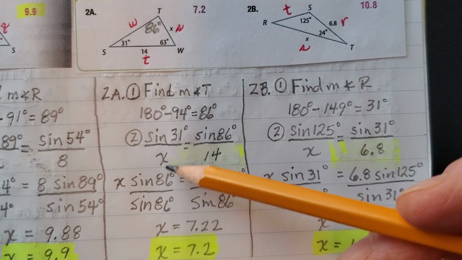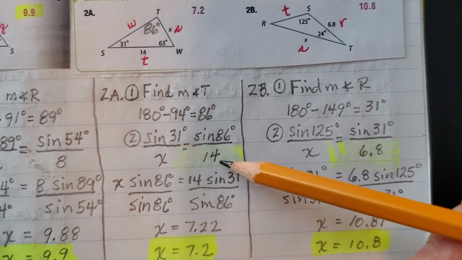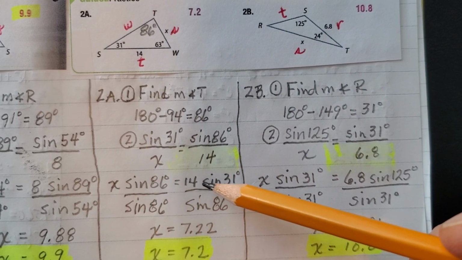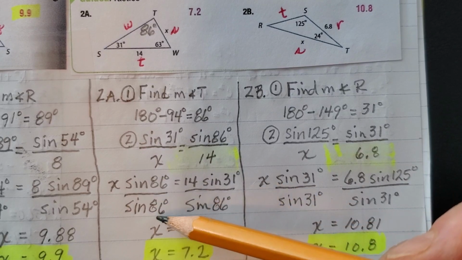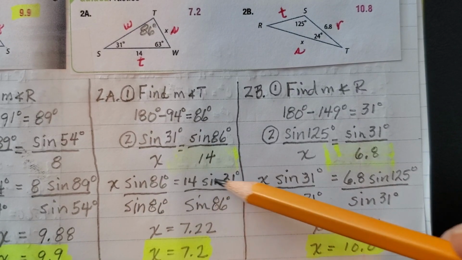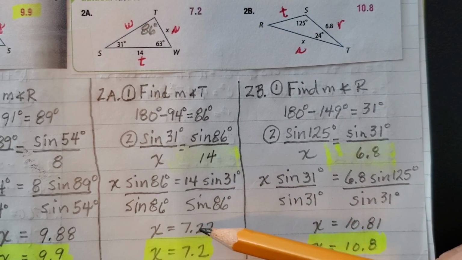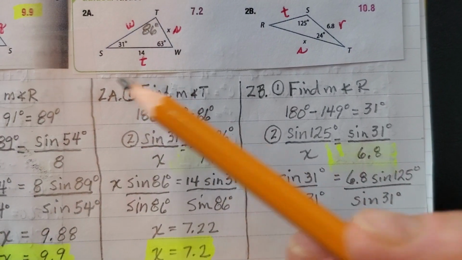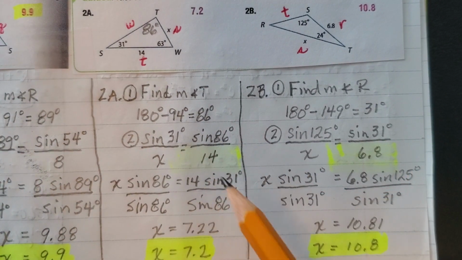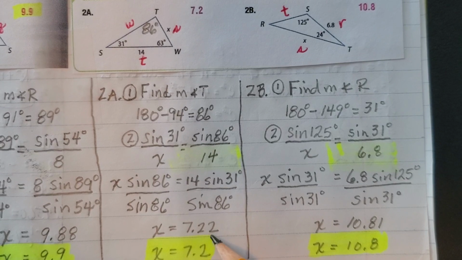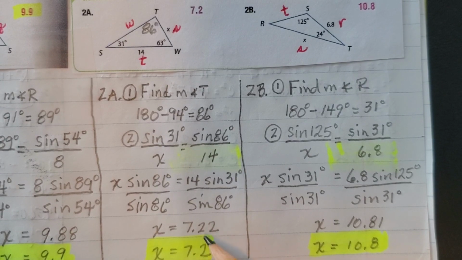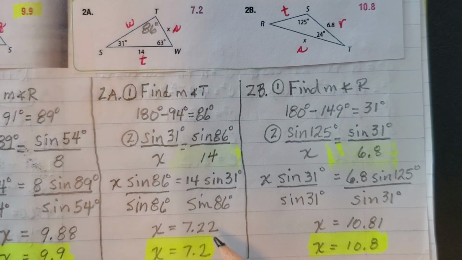So these two are equal. Product of the means equals product of the extremes. X times the sine of 86 equals 14 times the sine of 31, divided by the sine of 86. And this here, I'm not going to work it all out, is 7.22. If you need to work it out, go back to this first example where I show you how to do that. 7.22 rounds to 7.2, tenths place value.